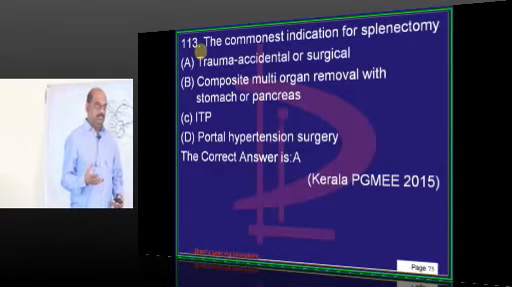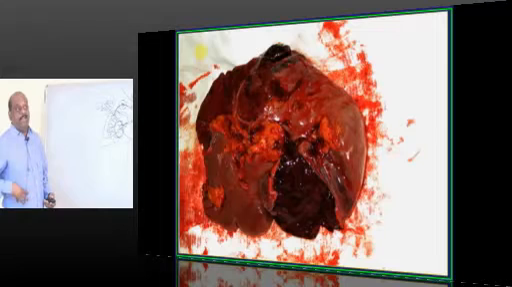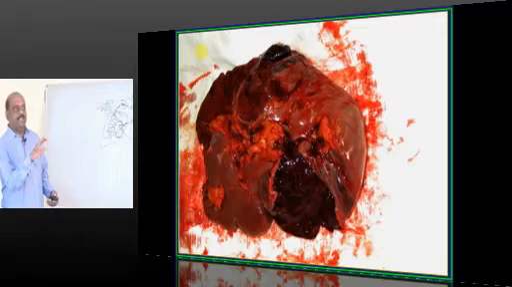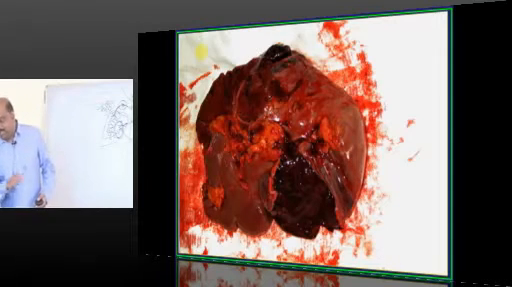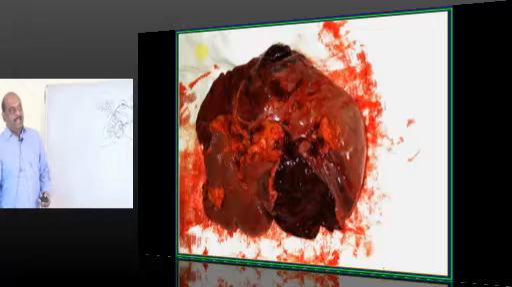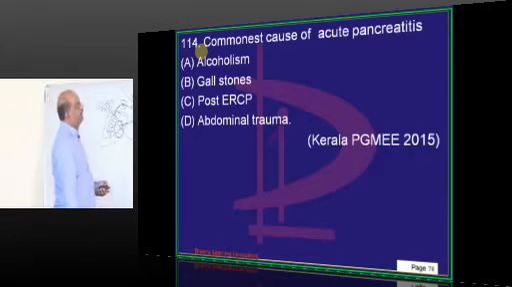Trauma, most common. Traumatic, but after the advent of CT, according to the CT grading, whether the hilum is involved or not, only peripherally the spleen got injured, etc., you have a classification of the splenic injury, and accordingly you can take a call whether to do splenectomy or not.